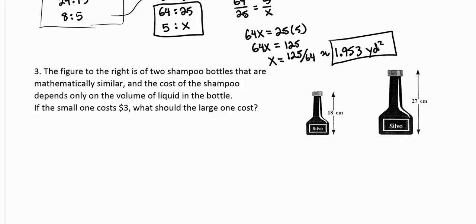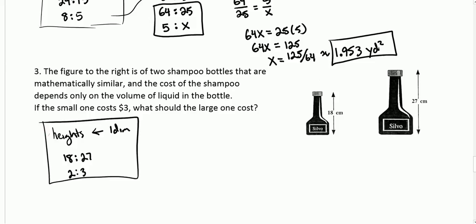Number 3, the figure to the right is of two shampoo bottles that are mathematically similar, and the cost of the shampoo depends only on the volume of liquid in the bottle. If the small one costs $3, what should the large one cost? Okay, so again, in the picture they show you the comparison of heights. Remember, height is a one-dimensional thing, and we have the small to large ratio 18 to 27. We reduce that ratio dividing by 9 and get 2 to 3.